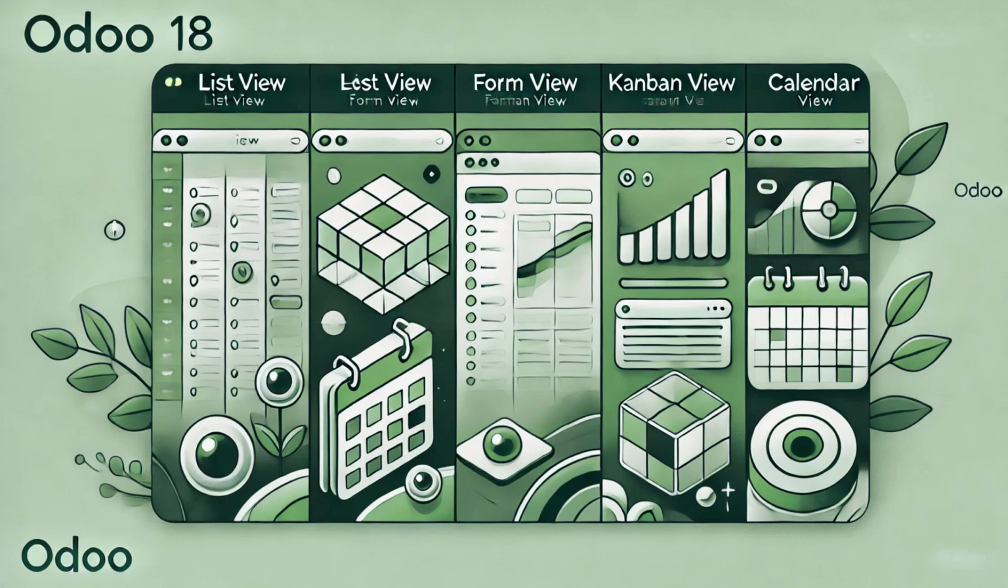We will be covering 4 essential views in Odoo 18: form views, Kanban views, tree views, and calendar views. But why are these views so crucial? Well, these views are the backbone of how users interact with data in Odoo. Whether you are handling customer records, sales orders, or employee data, these views let you present that information in the most efficient and user-friendly way possible.